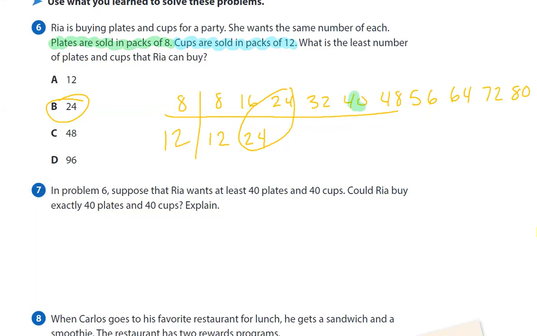I guess I do have to keep going, don't I? 24, 48's the next one. Is 48 a multiple of 12? No, it is not. 48 is not a multiple of 12.